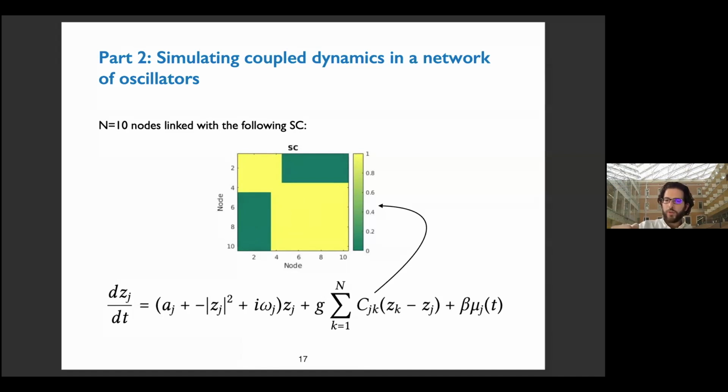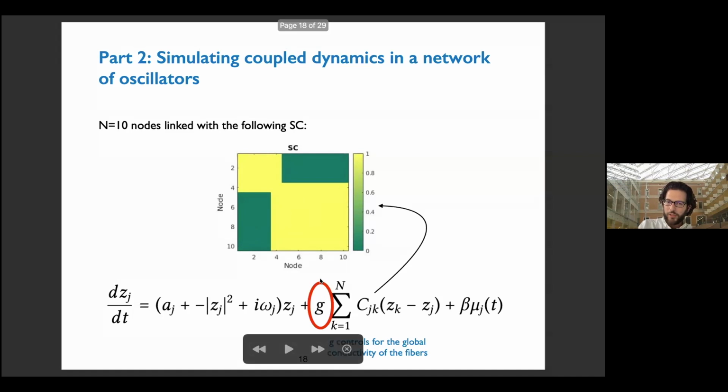Now we're going to be interested in understanding what happens when we change G. So C is fixed, and we have the local dynamics also fixed, but apart from the local dynamics, we have an input from other nodes. So how does G affect the local activity? G controls the global connectivity of the fibers. We have the same structural connectivity, but as we increase G, it's like we are increasing the conductivity of fibers, so we allow more electrical current to arrive at different regions.